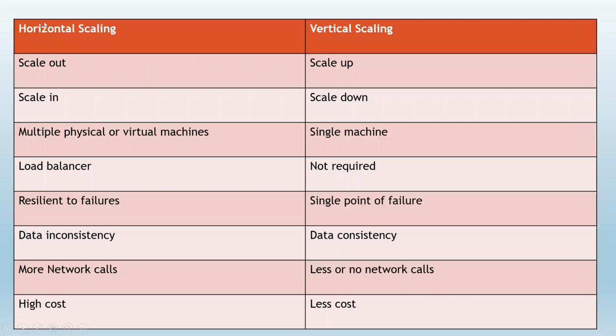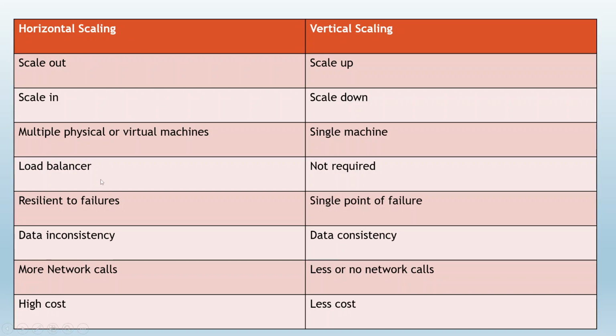Okay, in horizontal scaling, as we have seen in the earlier slide, we are adding more and more physical or virtual machines, right? But in vertical scaling, only one single machine's capacity is increased by adding additional storage devices or additional memory devices, everything.